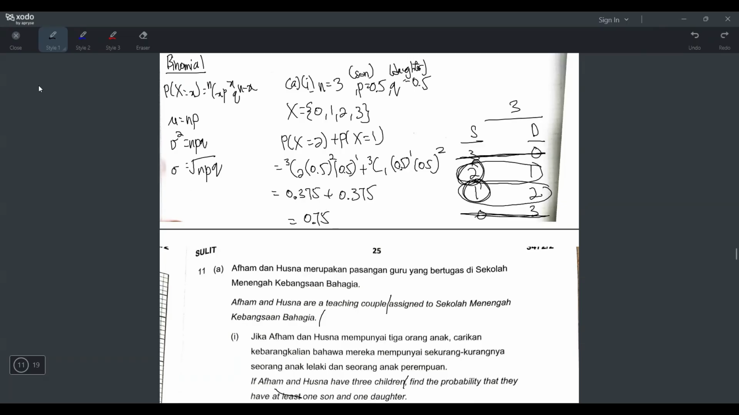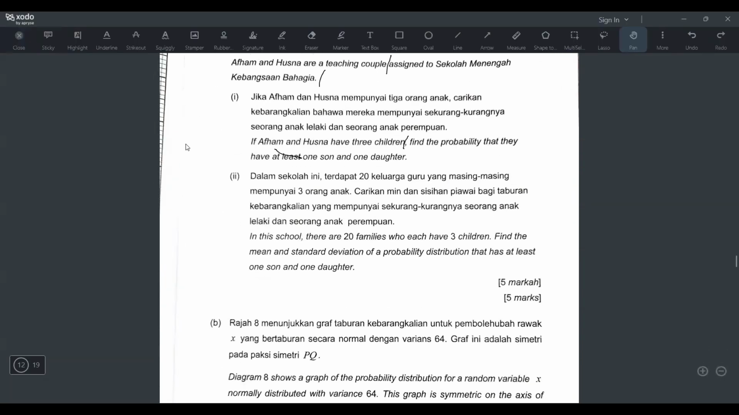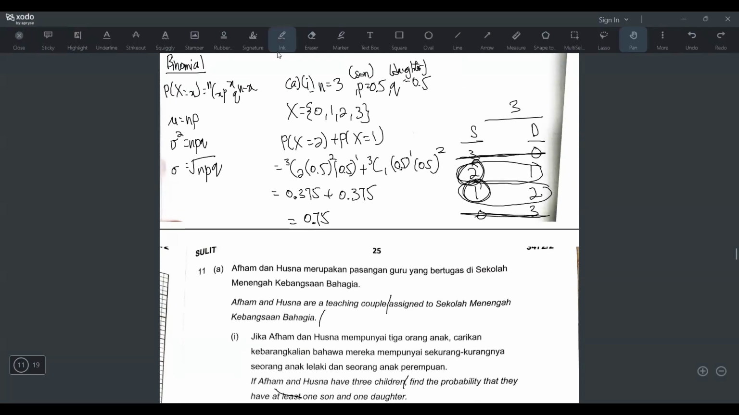Okay, that's all. So that's it. Let's do number 2. I need space, so I will erase this. Erase, erase, erase. Okay, let's do B here. So B, I'll do it here.